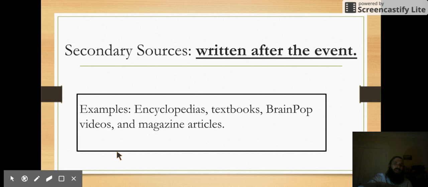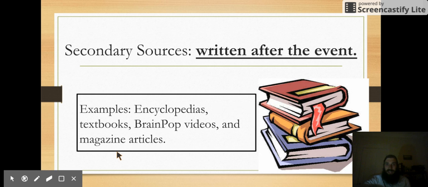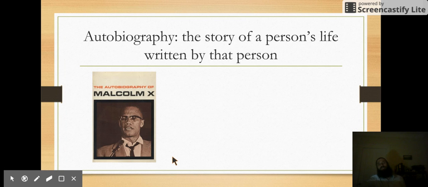So, people will take primary sources like letters and diaries, and then they'll put the information together to create secondary sources like encyclopedias, textbooks, Brain Pop videos, and magazine articles. All of those were made after Martin Luther King already died. They're not primary sources, they're secondary sources. They're written after his lifetime. Let's look at a few examples, and maybe this will become a little clearer.